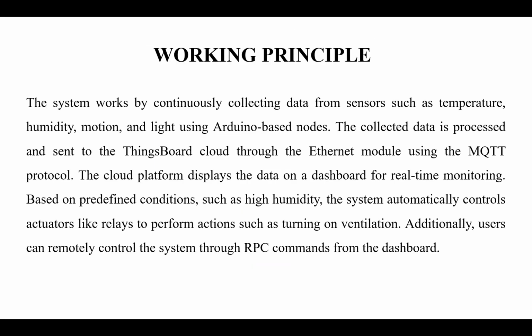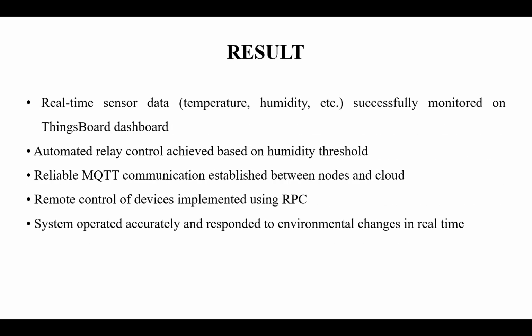Working principle: The system works by continuously collecting data from sensors such as temperature, humidity, motion, and light using Arduino-based nodes. Then the collected data is processed and sent to the ThingsBoard cloud through an Ethernet module using the MQTT protocol. The cloud platform displays the data on the dashboard for real-time monitoring. Based on predefined conditions such as high humidity, the system automatically controls actuators like a relay to perform an action such as turning on the ventilation. Additionally, the user can remotely control the system through RPC commands from the dashboard.